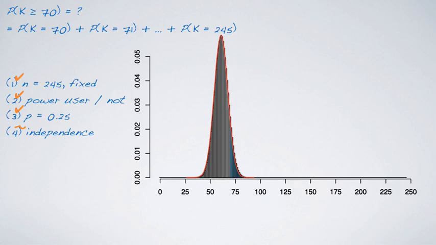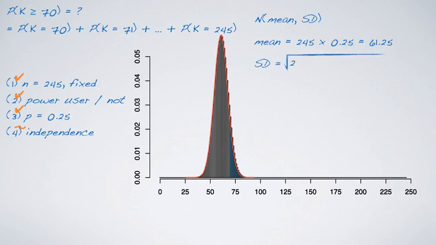To calculate a normal probability, we need a little more information on the parameters of the normal distribution. These can be estimated by the mean and the standard deviation of the original binomial distribution. The mean is n times p, so that's 245 times 0.25, 61.25, and the standard deviation is the square root of 245 times 0.25 times 0.75, which comes out to be 6.78. So among 245 friends, we expect 61.25 power users, give or take 6.78.